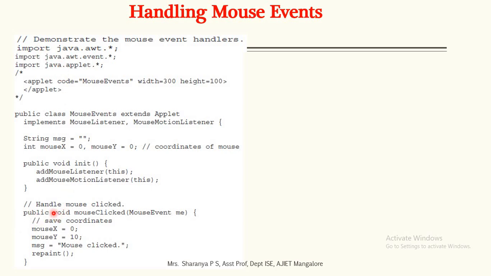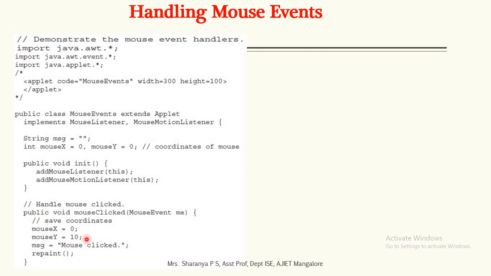And then we are writing the first one, handling the mouse click. For handling the mouse click event, the MouseListener interface defines the method called mouseClicked. So we are defining this method, public void mouseClicked, and we are passing the mouse event me as an object. Inside this we are saving the coordinates where the mouse click has occurred, that is mouseX equal to 0 and mouseY equal to 10.